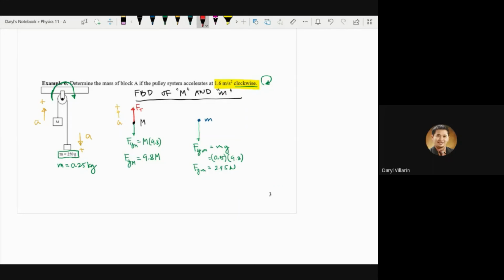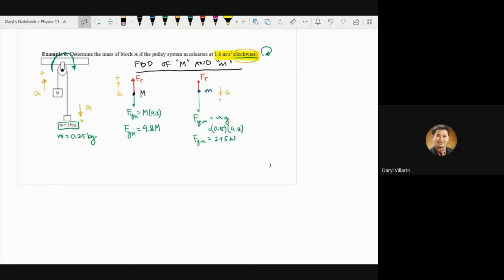And I know that there must be tension upward. But then again, I was given the direction that it is clockwise. That means that small m will be moving downward. So that means that I'll be setting the direction of my acceleration to be positive going downward. So in my coordinate system here, downward is the positive direction. Okay.